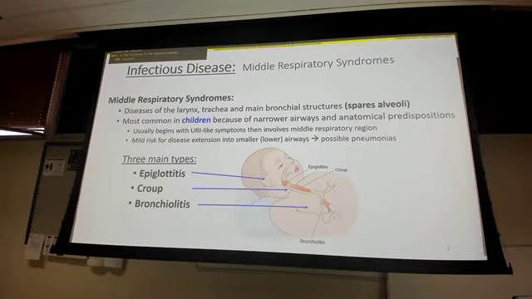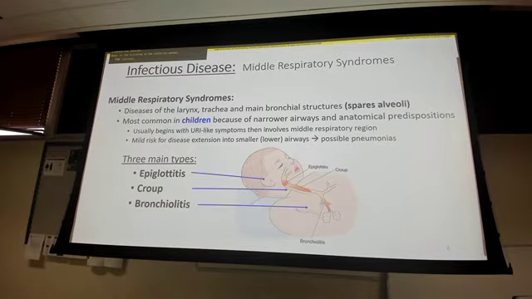All right, so middle respiratory syndromes. When we talk about these syndromes here, think kids, think children. These don't really happen in adults. The reason we think children is because of the child's anatomy. Think about the airway of a child. It's narrow. They're small, so it's a lot narrower.